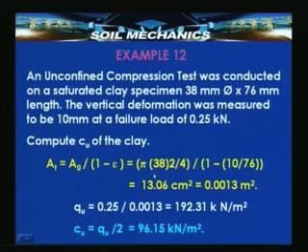So, if we start with an original area given by pi d square by 4, then that divided by 1 minus the vertical strain gives you the new area, and compressive strength has to be calculated by dividing the applied load at failure by this new area, and that comes out to be 192.31 kilonewton per meter square, and half of that becomes the cohesion.